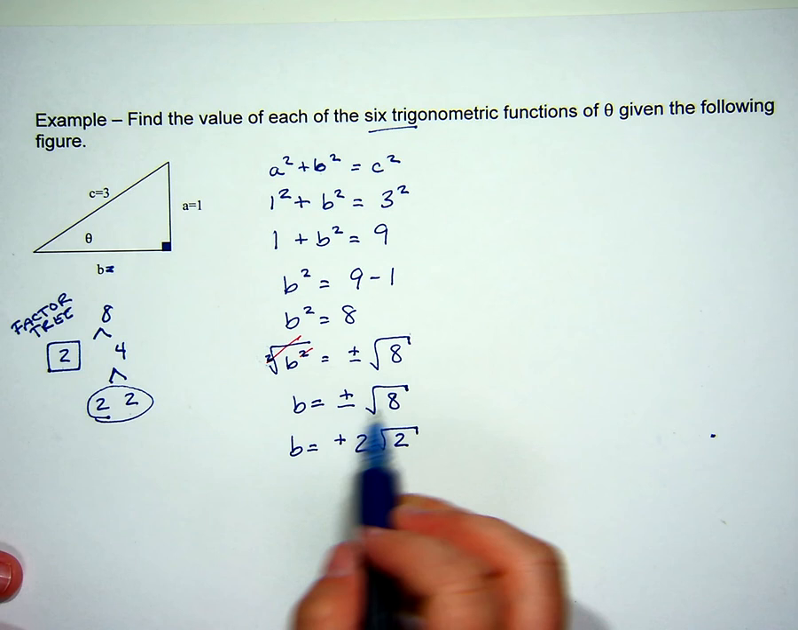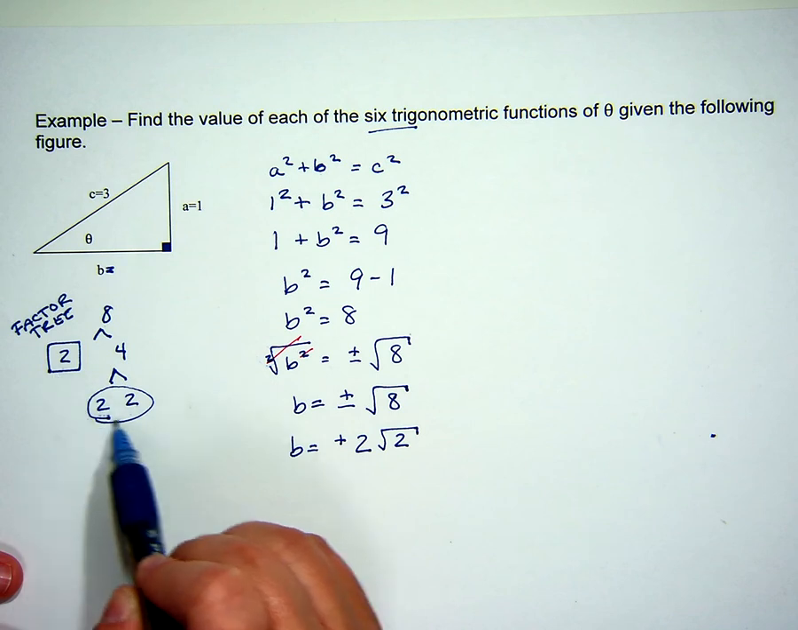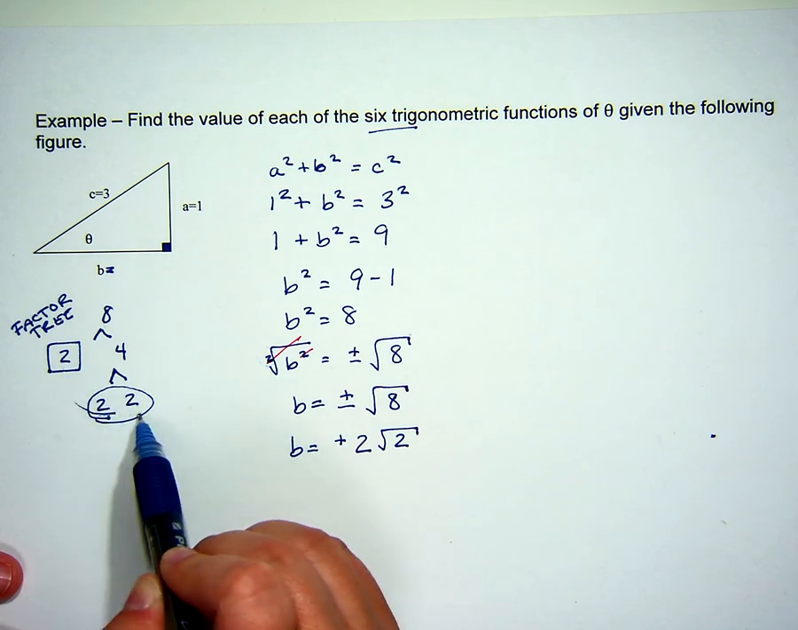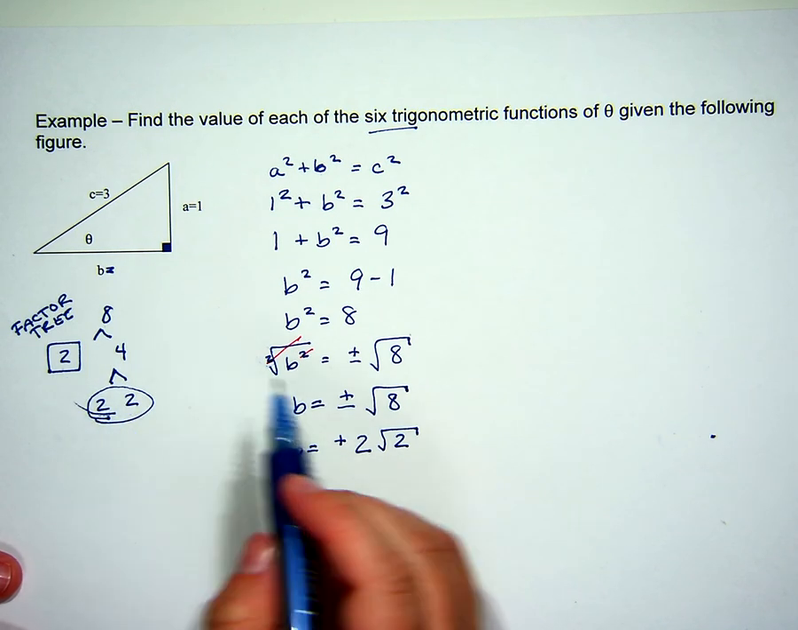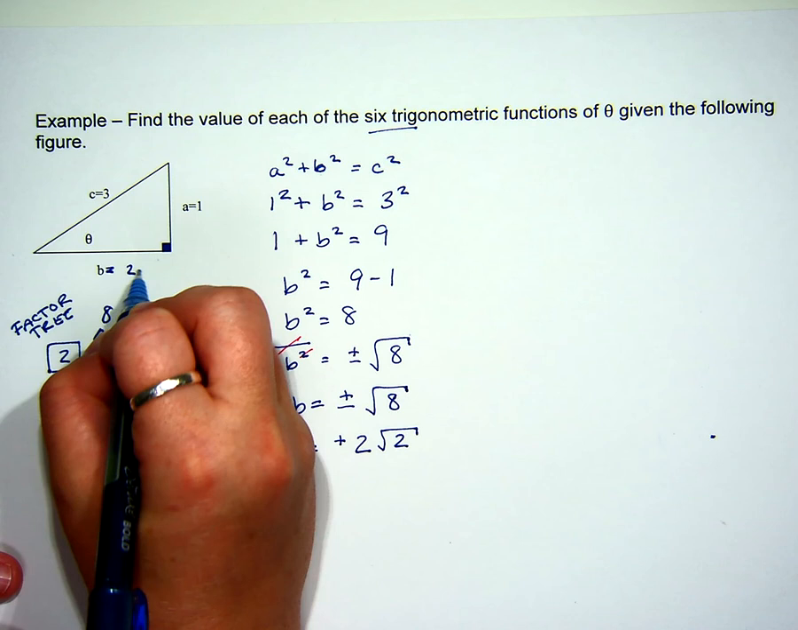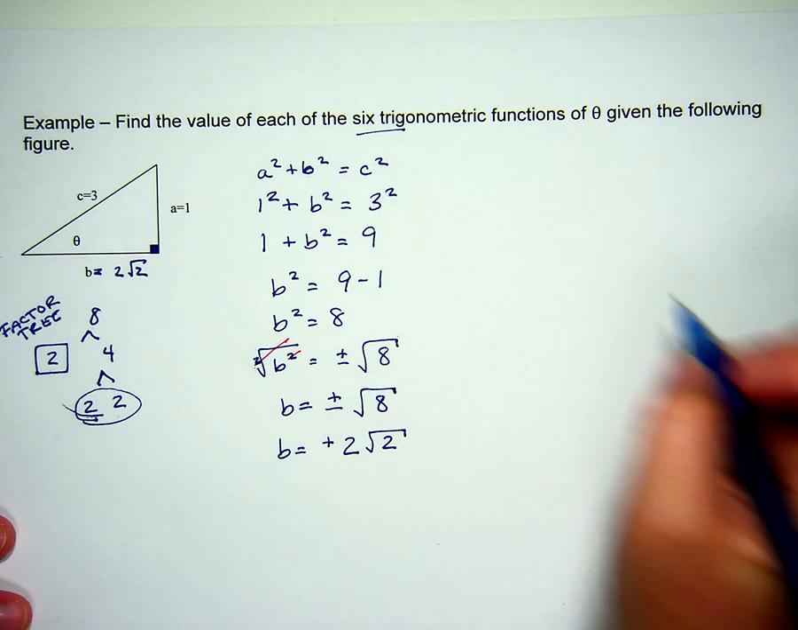When you break a number, you never talk about those numbers again. You talk about the ends of the tree, the ends of the branches, the primes. Again, we always take the positive because we are talking about a distance here. That means that the distance of b is 2 square roots of 2. Okay, let's go find our 6 trig functions using our new sides.